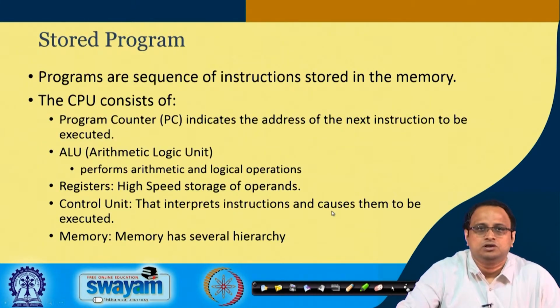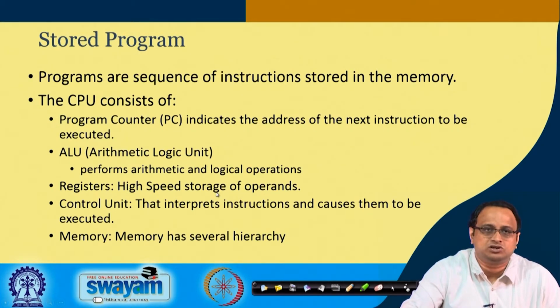speed. So the basic paradigm of von Neumann architecture is what is called a stored program, where the programs are also sequences of instructions which are stored in the memory like data. So the CPU typically consists of the program counter, which indicates the address of the next instruction to be executed, the arithmetic logic unit which performs arithmetic and logical operations, and then you have very high speed memories which are called registers, and you have the control unit which interprets instructions and causes them to be executed one after the other.